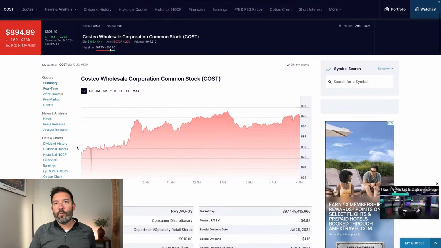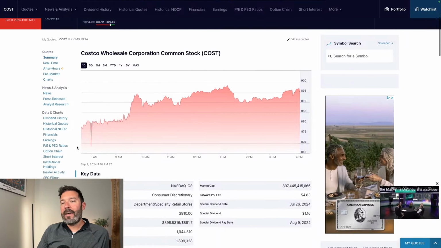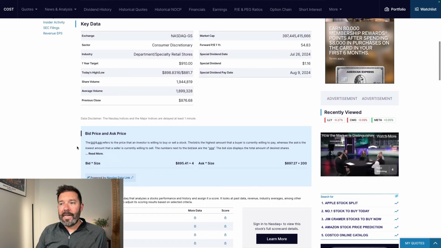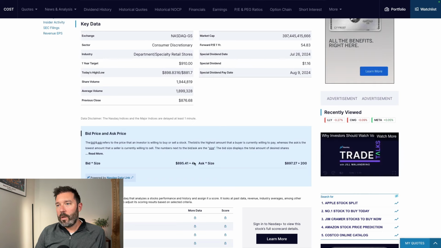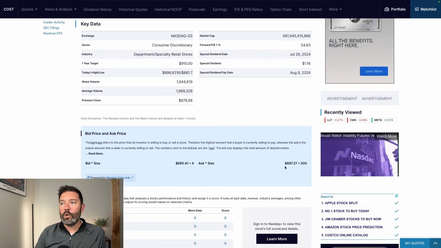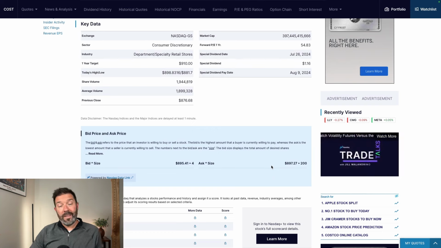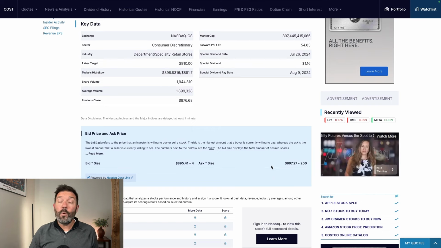Costco currently trading for $895 per share. Again, really, really big bid and ask spread. Much more liquidity here, 4 shares on the bid side, 200 shares on the ask side. But look at the difference between the two, nearly $2 between the two. Now, like I said, if you're actually making a transaction and you do a limit order, you may be able to find liquidity between those two prices.